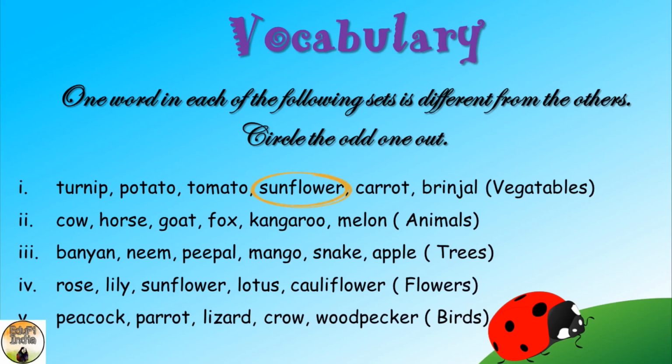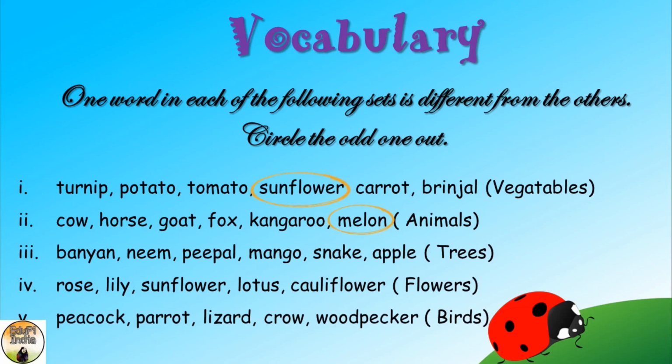Second one is cow, horse, goat, fox, kangaroo, melon. Now here clue is already given that all names should be of animals. Can you find the odd one which is not an animal? Yes, it's melon because melon is a fruit. So we will encircle it.